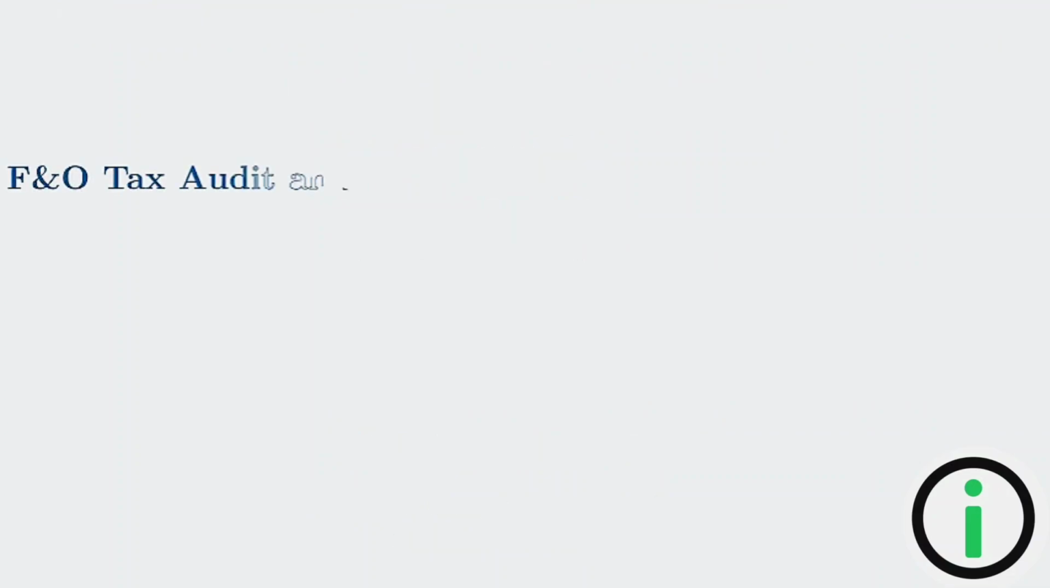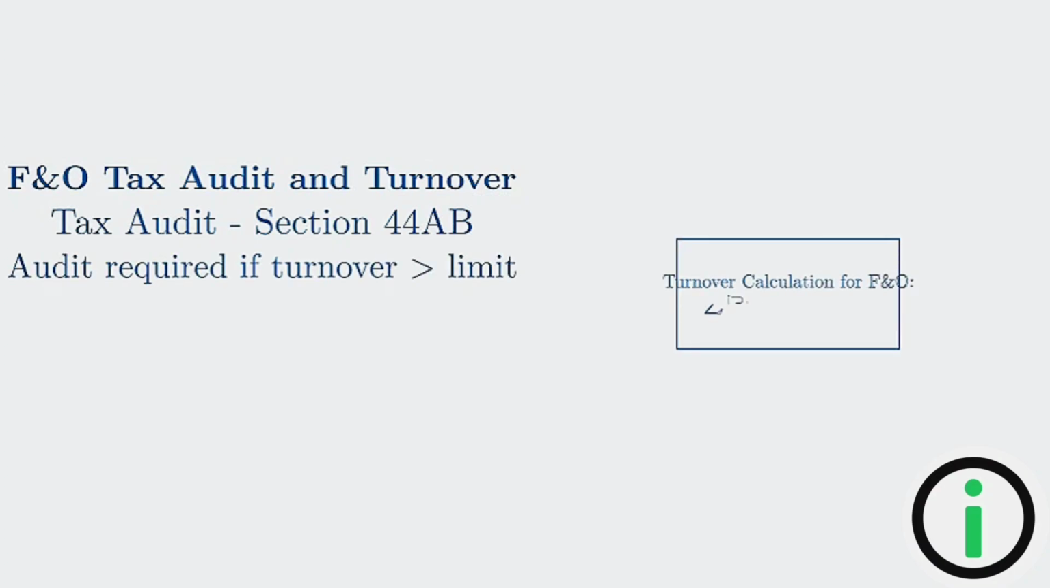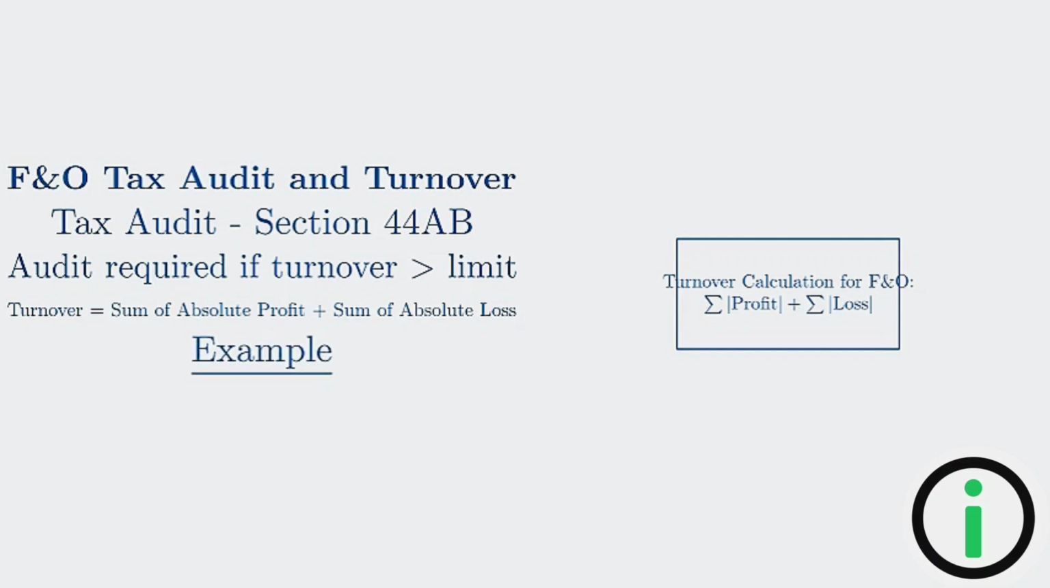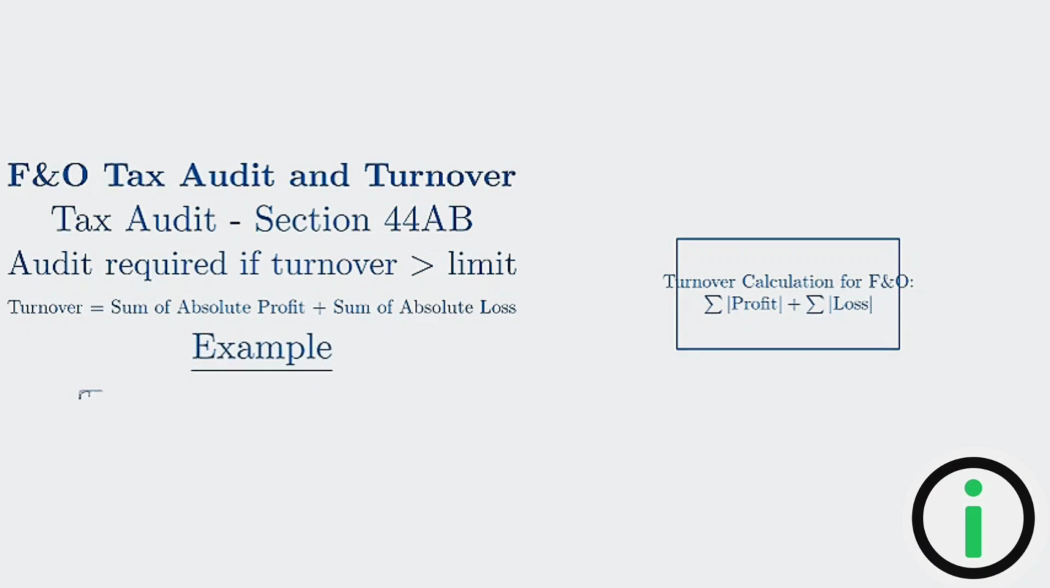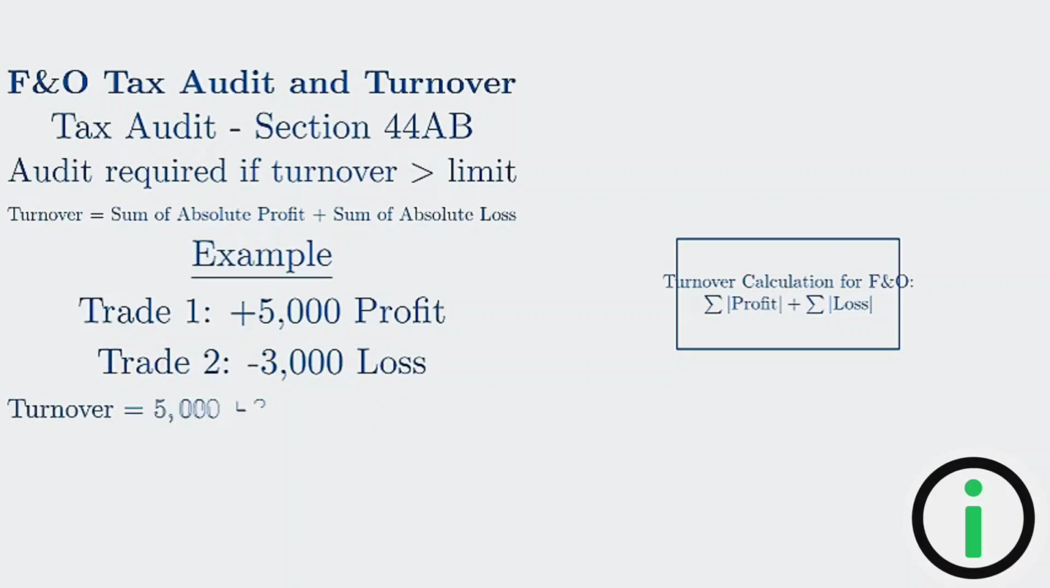A common point of confusion is when a tax audit becomes mandatory. Under Section 44AB of the Income Tax Act, you may need an audit if your business turnover exceeds the specified limit. Notice the word absolute. In F&O, turnover is not the contract value. It is the sum of your absolute profits and losses. Let's look at an example. If Trade 1 results in a 5,000 rupee profit and Trade 2 results in a 3,000 rupee loss, the turnover is 5,000 plus 3,000, which equals 8,000 rupees.